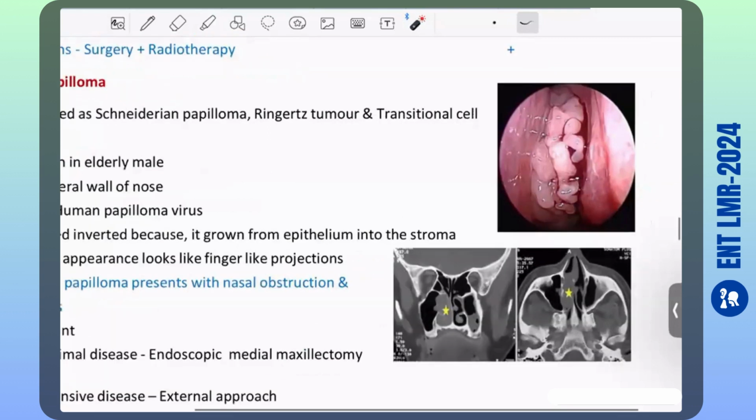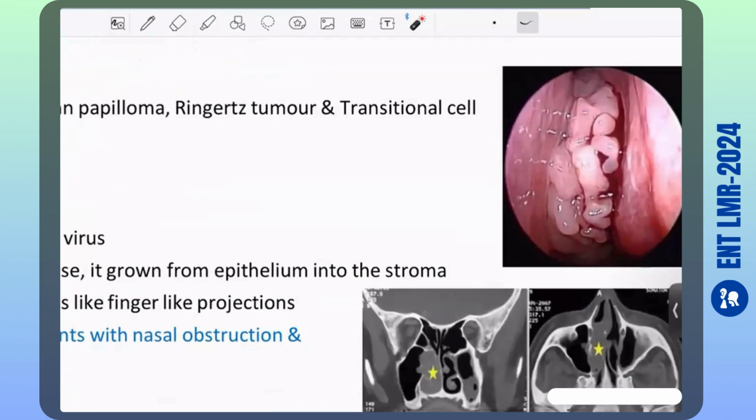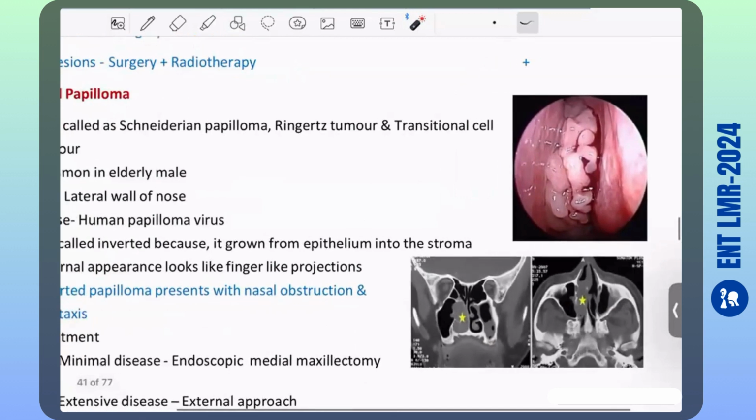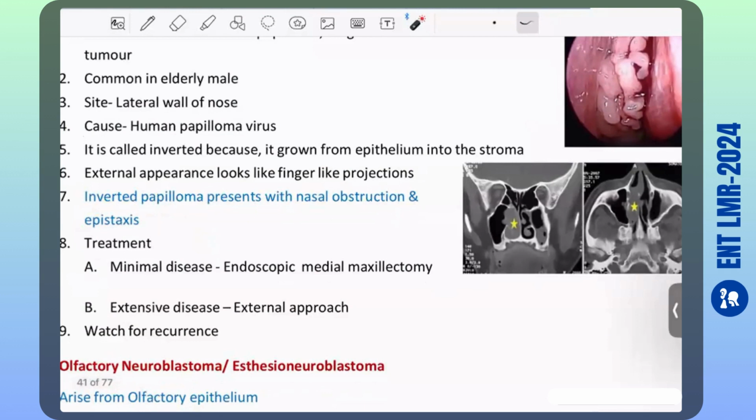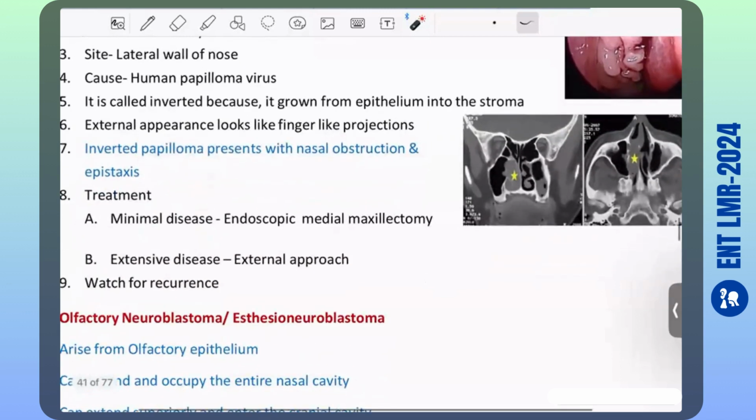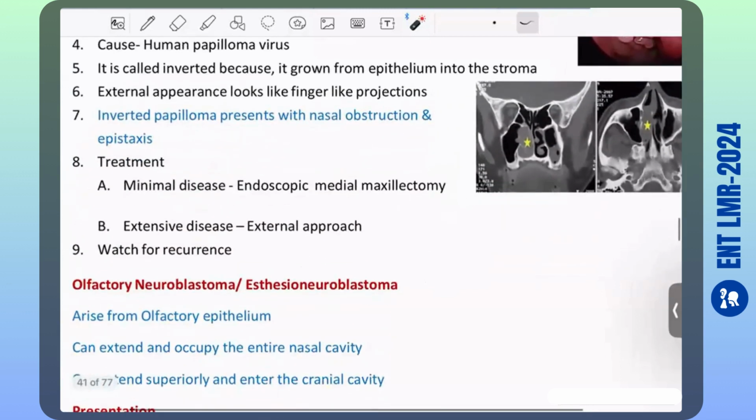Now look at this endoscopy picture. It looks like finger-like projections. The inverted papilloma patient presents with nasal obstruction and epistaxis. Okay. Treatment: minimal disease and extensive disease. Endoscopic medial maxillectomy for minimal disease. For extensive disease, an external approach is preferred. That will cause too much scarring for the patient. Right? And recurrence is more common.